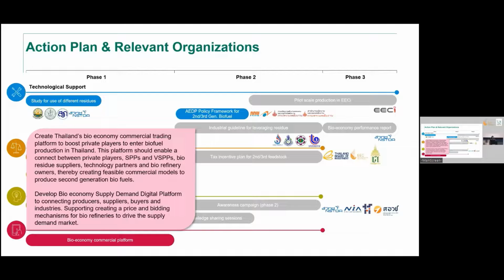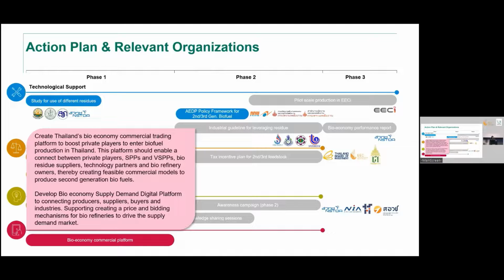And finally, the fourth pillar of the action plan is around digital enablement. Here, we are recommending to create Thailand's first bioeconomy commercial trading platform to boost private players entering biofuel production in Thailand. Currently dominated by national players, the play from the private sector and private investors is very limited. This bioeconomy commercial trading platform will connect private players, SPPs, and VSPPs to bio-based residues and small agricultural producers, and create commercial and viable models to extend the supply chain.